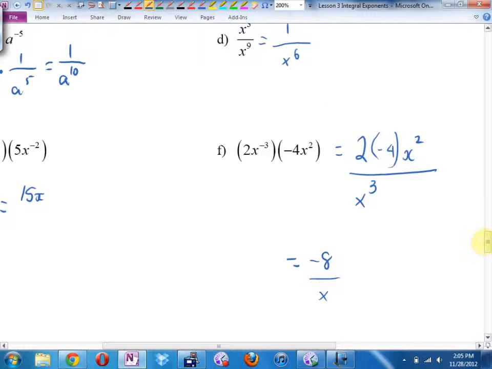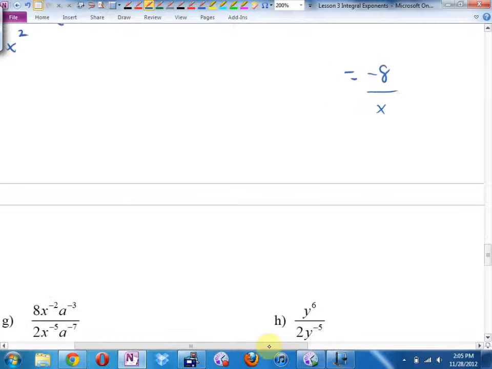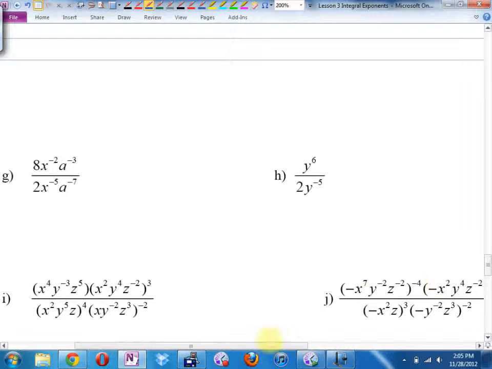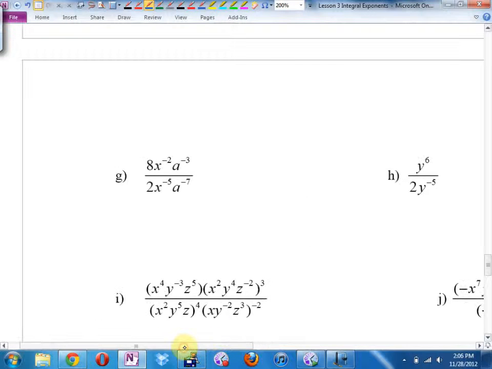Oh, let's kick it up a notch and a half. Next page. Woo-wee! These look tougher. They're not. They're longer.